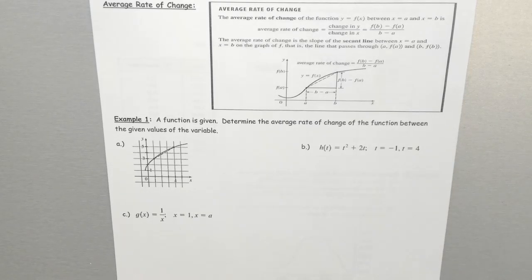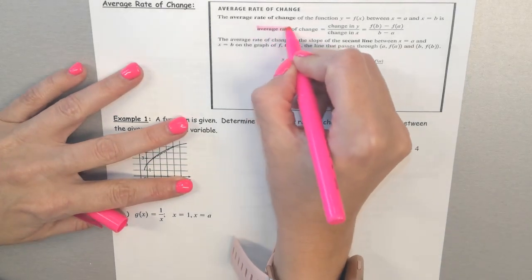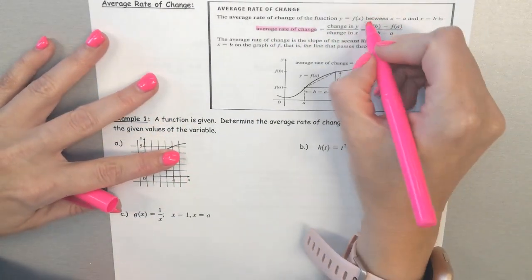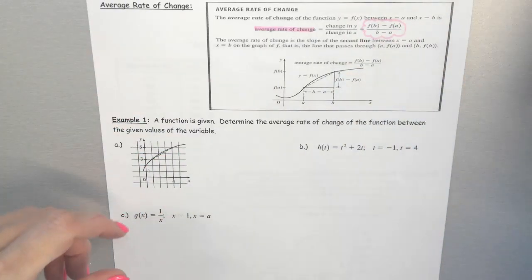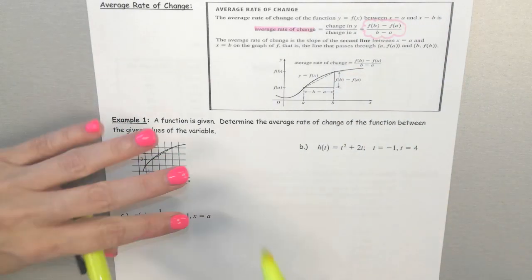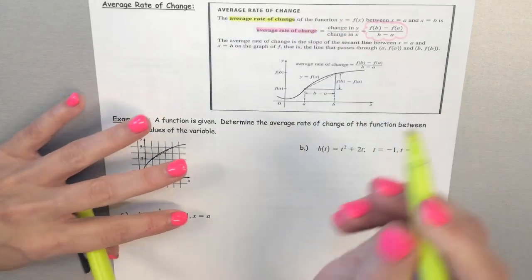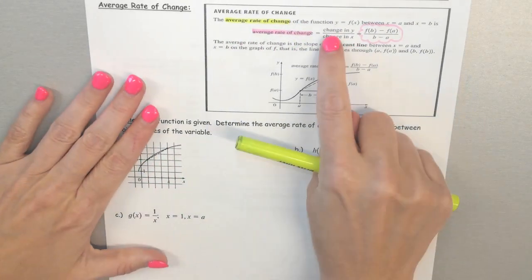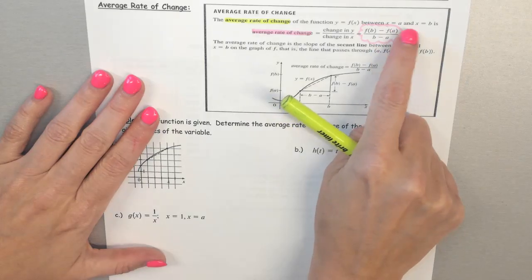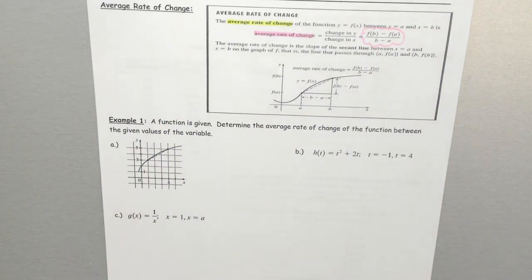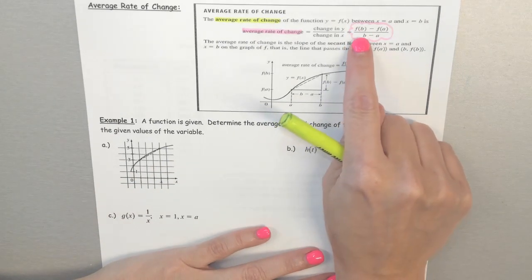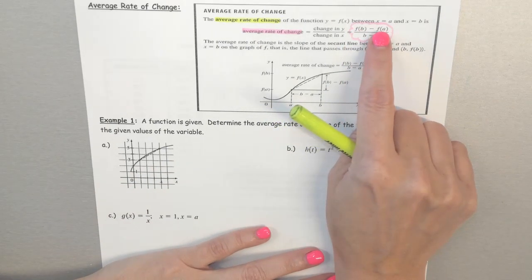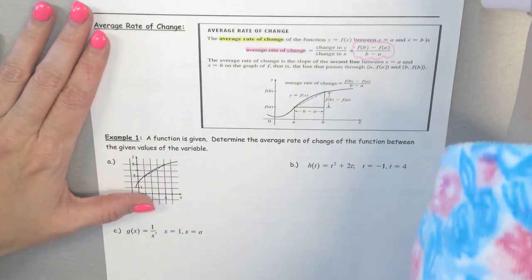Okay, so they give you the equation for the average rate of change. It's this: f of b minus f of a over b minus a. And they do tell you this would be for a function y equals f of x between x equals a and x equals b. Really you just need to know f of b is an output when you plug in b. F of a is an output when you plug in a.